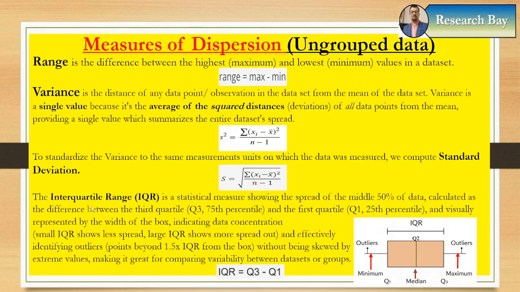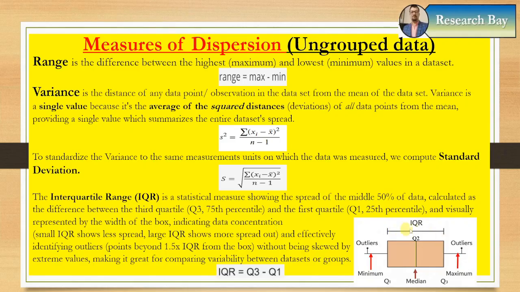Now coming over to interquartile range for ungrouped data. It's a statistical measure showing the spread of the middle 50% of data, calculated as the difference between the third quartile, that is the 75th percentile of the data, and the first quartile, which is the 25th percentile, and visually represented by the width of the box indicating data concentration.